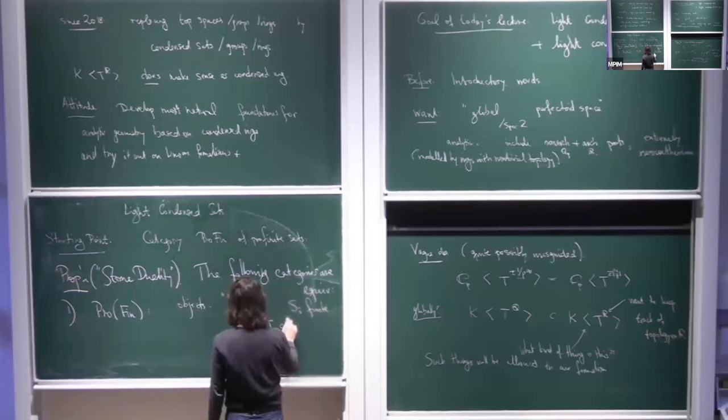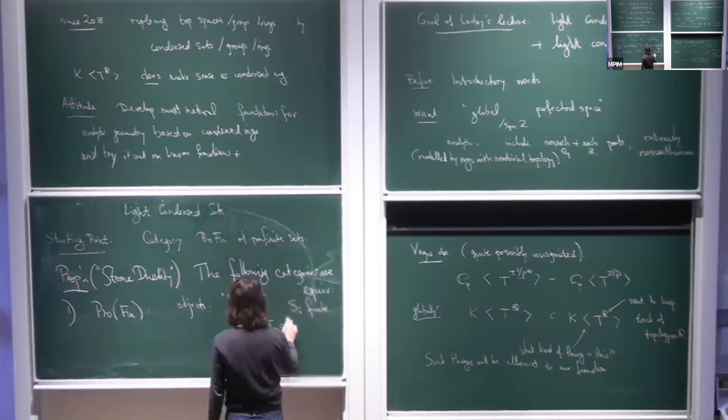So let's do some examples. Some examples of profinite sets and of their size and weight. Okay, so finite sets, we can figure out what their size and weight is. And then maybe the first, or the smallest kind of infinite profinite set is the one-point compactification of the integers.